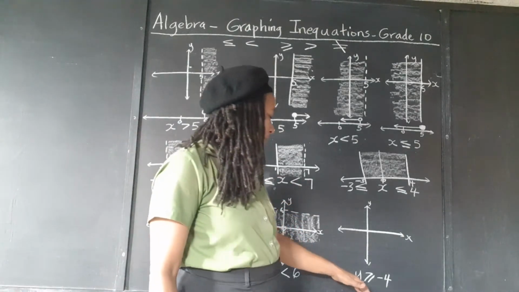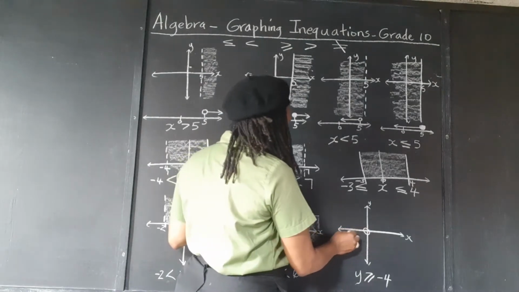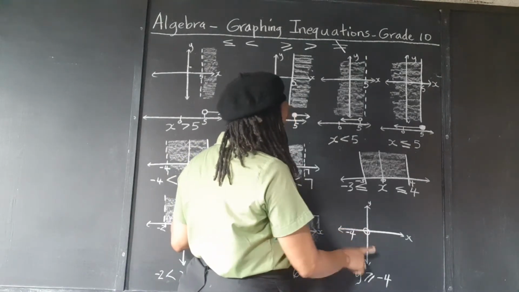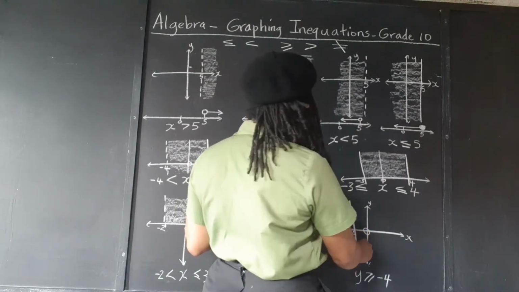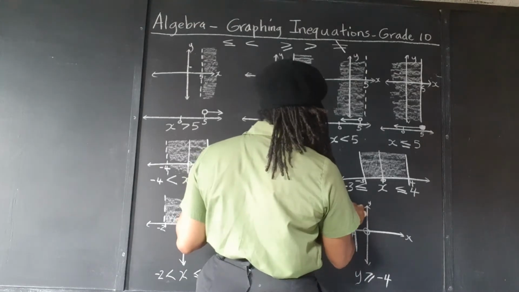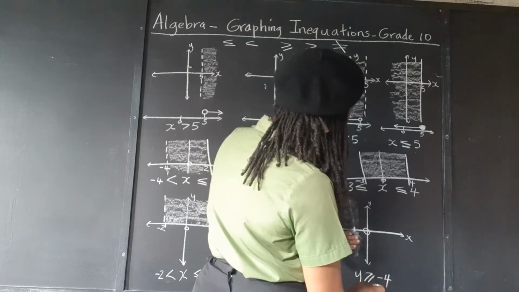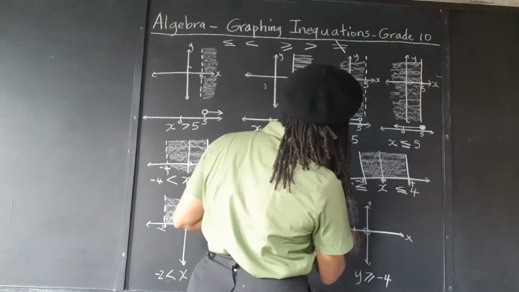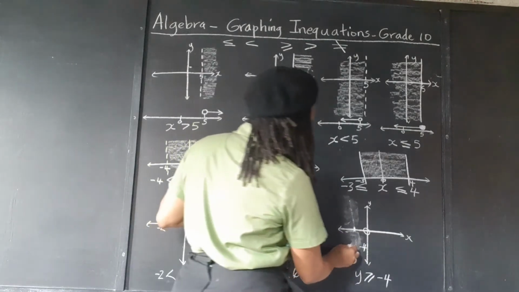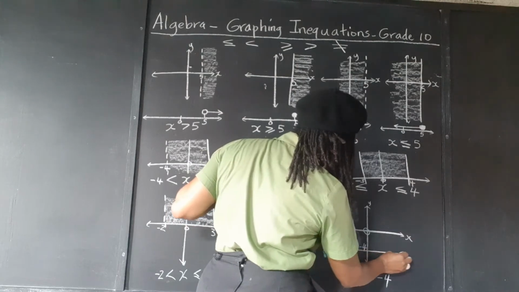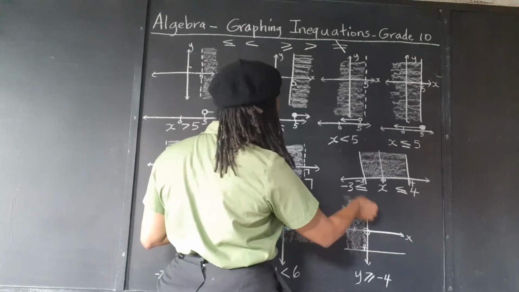So for this now, y is greater than or equal to negative 4. When we identify our negative 4, since it's greater than or equal to, that would be an unbroken line. So this is negative 4 on the y right here. So it's unbroken. And since it's greater than or equal to, we're going to shade above that line. Okay?